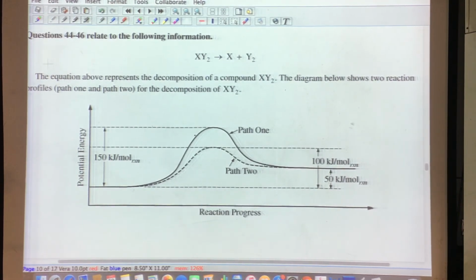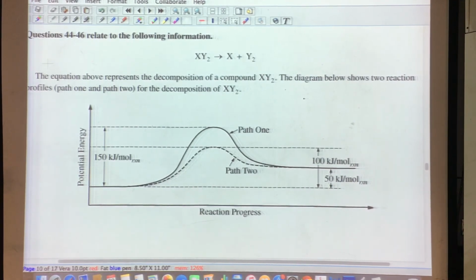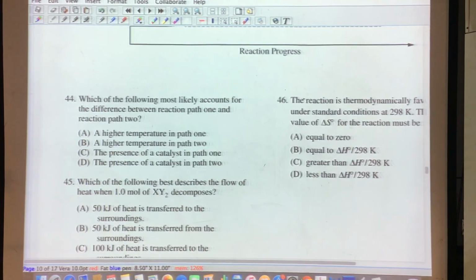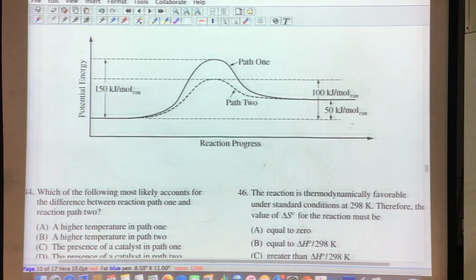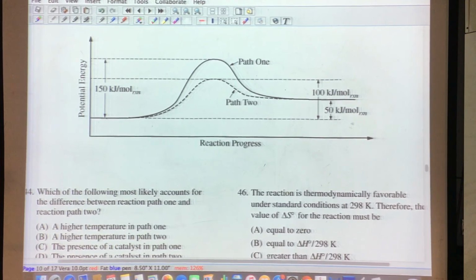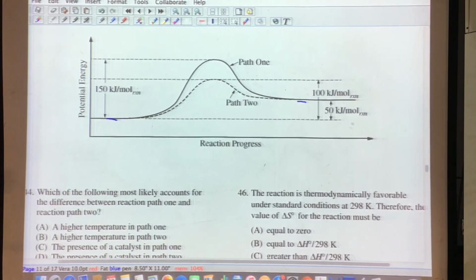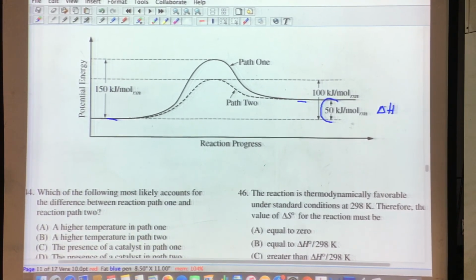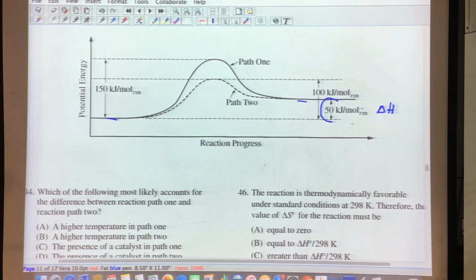Okay, here we go with this. The equation represents a diagram that shows two profiles, path 1 and path 2. Question 44: Which of the following most likely accounts for the difference between reaction path 1 and reaction path 2? First of all, some basics here. This is a potential energy curve. Number 1, it's endothermic. We're starting low and going high. This is my delta H, the difference between where I start and where I finish. So my delta H is positive 50.